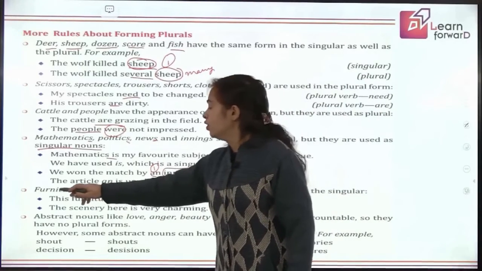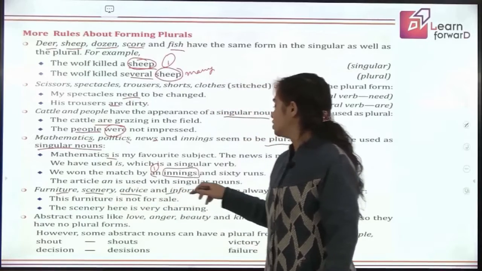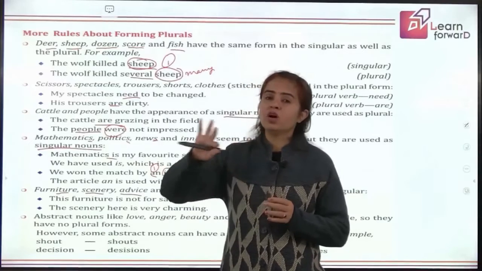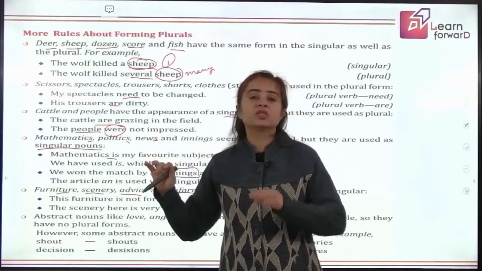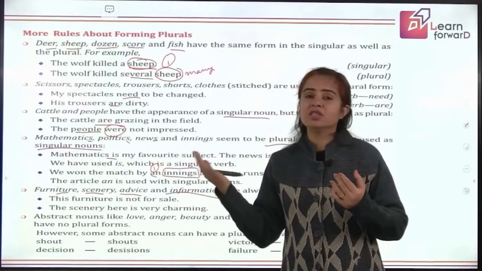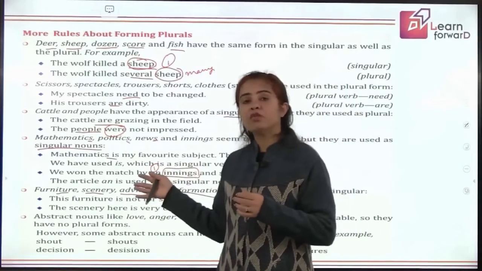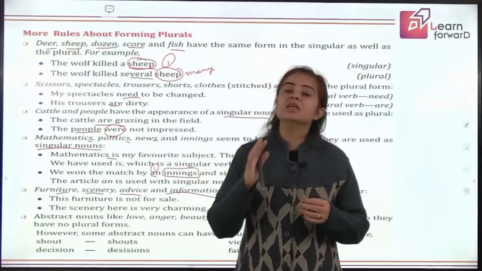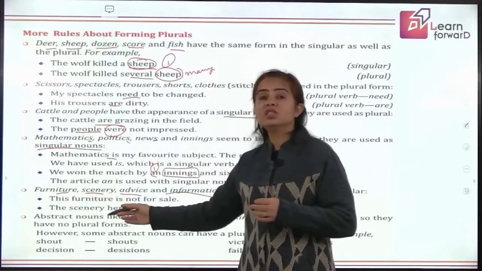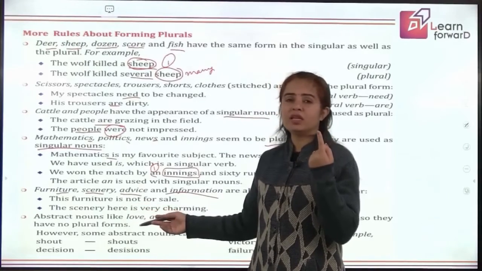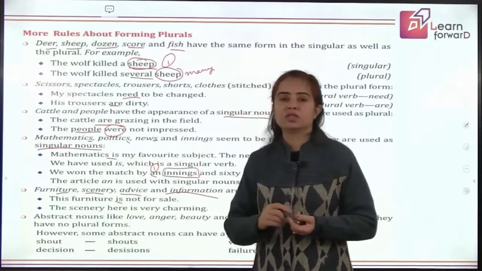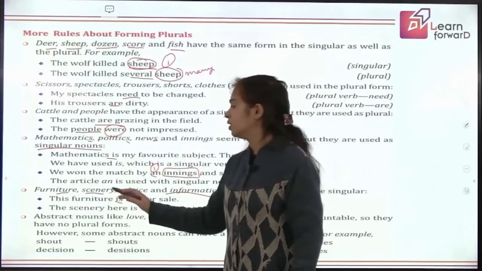Now moving forward, we have furniture, scenery, advice, information. Furniture means so many things around, all taken together. When we talk about them independently, individually, we say chairs, tables, beds. So we have the singular and plural for them. But when we talk about furniture, it is taken as singular only. Scenery, advice, these are singular. Furniture is not just one piece of anything. It is a group, a collection. We will say the furniture is not for sale. It's not one item, children, but still it is used as singular.